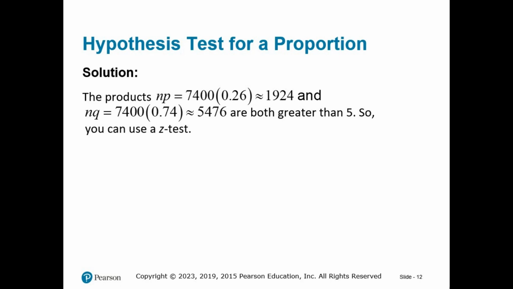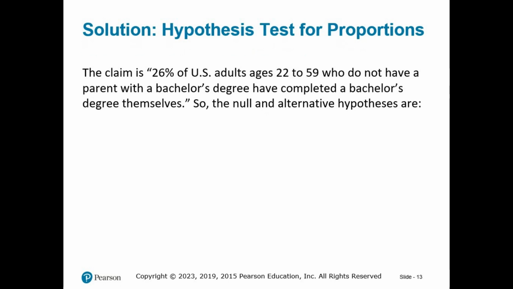Next, we state the claim. In this case, it is that 26% of U.S. adults ages 22 to 59 who do not have a parent with a bachelor's degree have completed a bachelor's degree themselves. Pause the video and write what the two hypotheses should be. Here's what you should have for null hypothesis, that p equals 0.26, which is the claim, and for the alternative hypothesis, that p is not equal to 0.26.